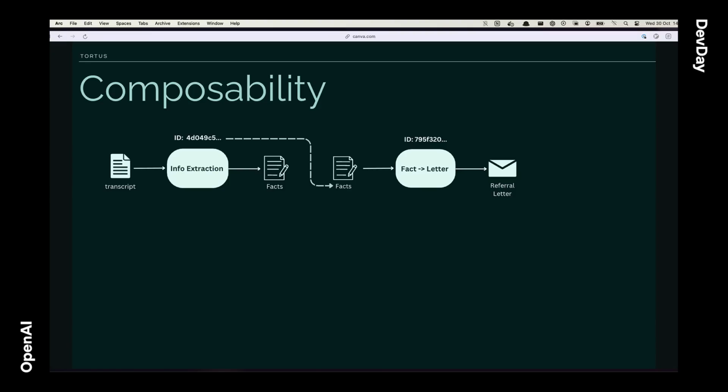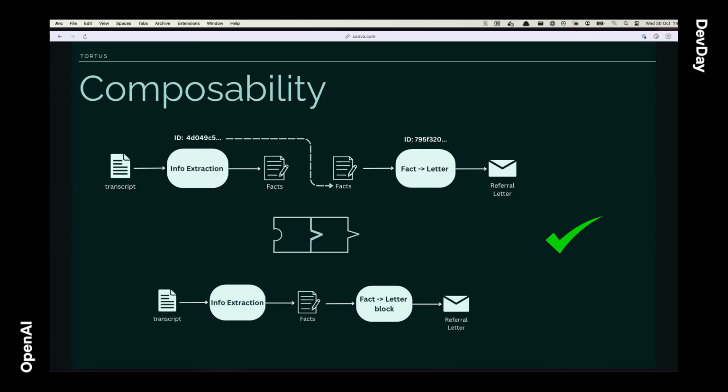So we've decided to actually use the block ID of the previous block as the input into the next block, so we know exactly what's coming before it. And that way, we know that these two blocks can be composed when we've got the IDs matched up. And now we have our LLM workflow.